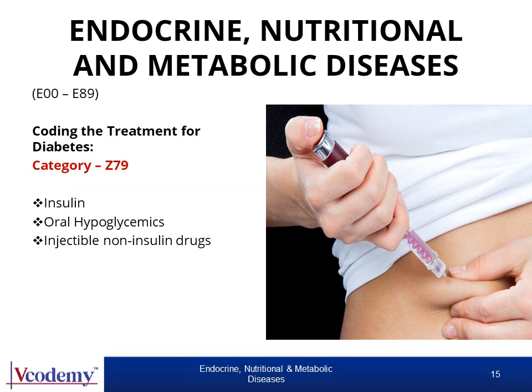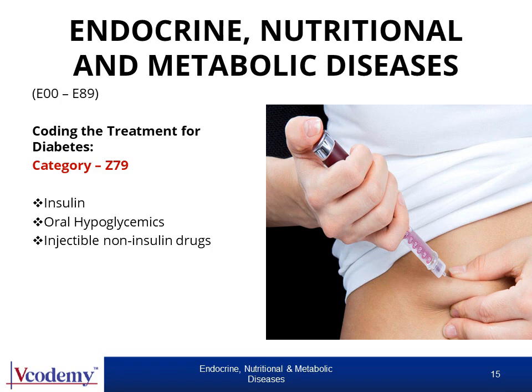Coming to the treatment which is given for diabetes mellitus. So now you will be clear that this chapter focuses mostly on the guidelines for diabetes mellitus. Though there are so many diseases which are covered under the endocrine chapter, diabetes mellitus is the chief among them. So all the guidelines pertain to diabetes mellitus in this chapter. Coding the treatment for diabetes.